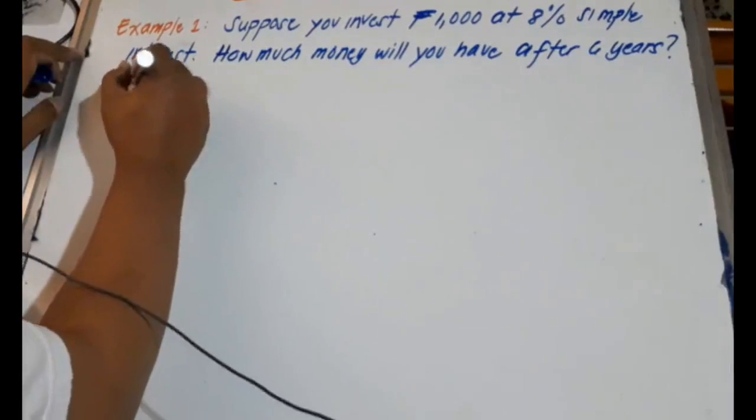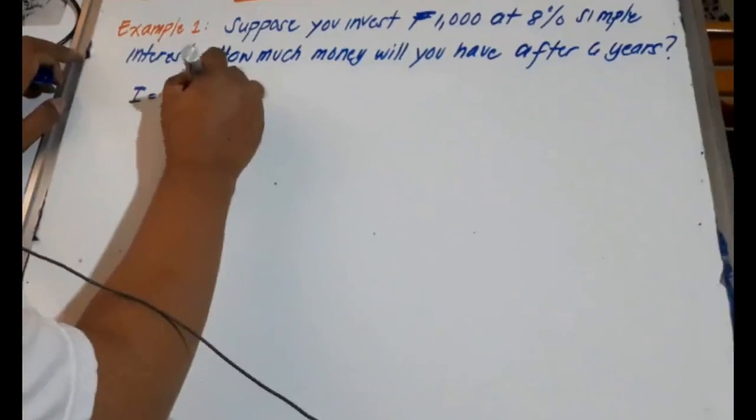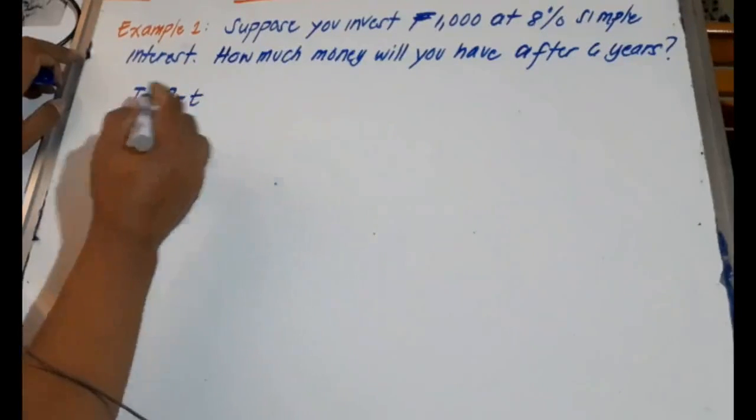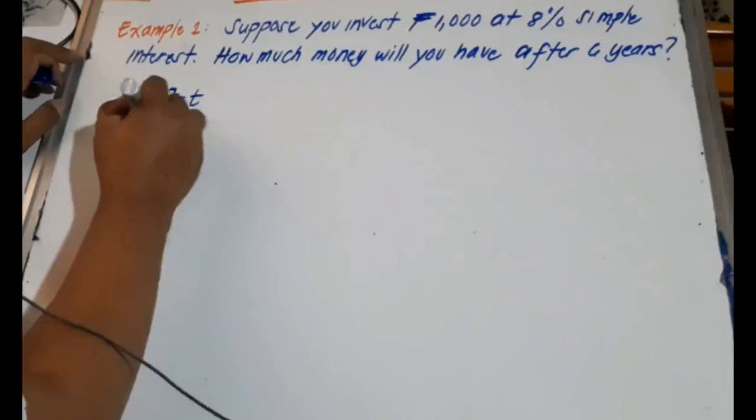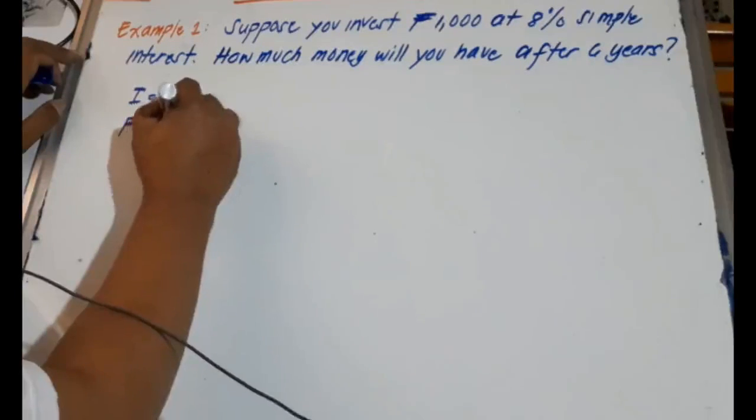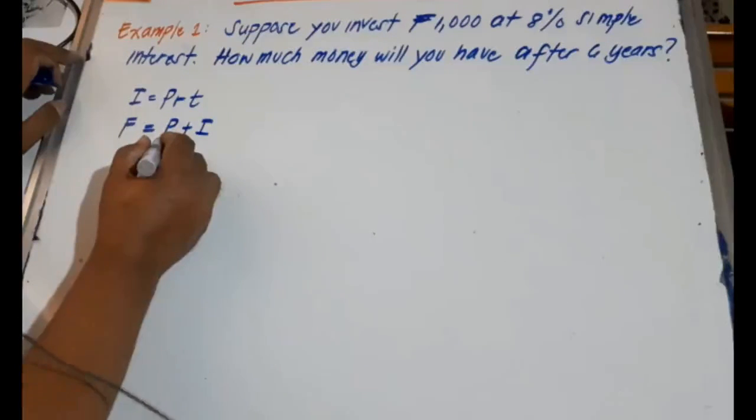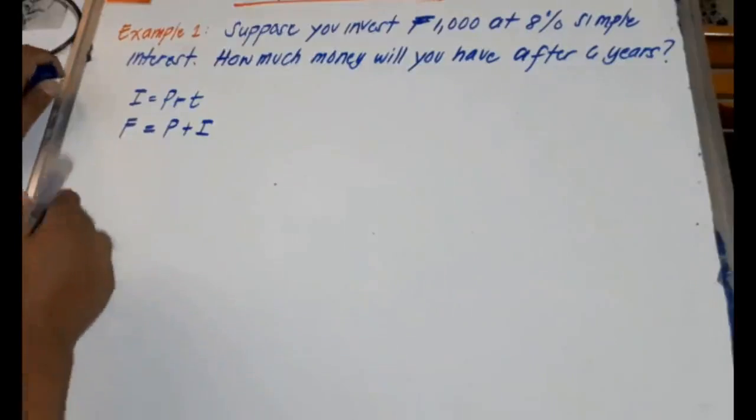Okay, the first formula is I equals PRT, where I is the interest, P principal, R the rate of interest, and T is time. And then for finding the future value of money, we have F equals P plus I. P the principal and I is the interest. The sum of these two is the future value of money.